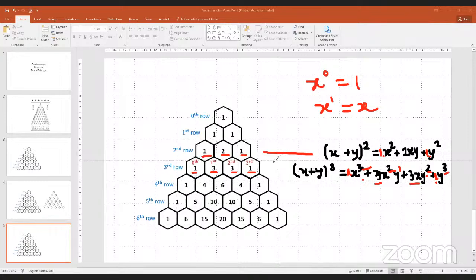So can you just tell me what is x plus y to the power 6? So 1, 2, 3, 4. You look at this one. So 1, 2, 3, 4, 5, 6, 7. So there are 7 terms.